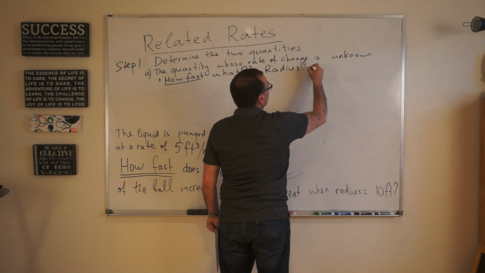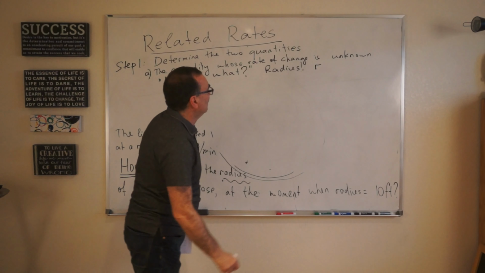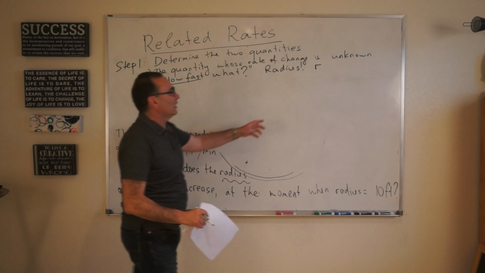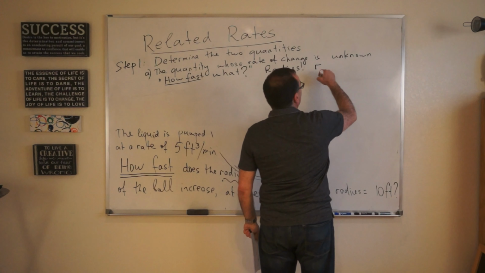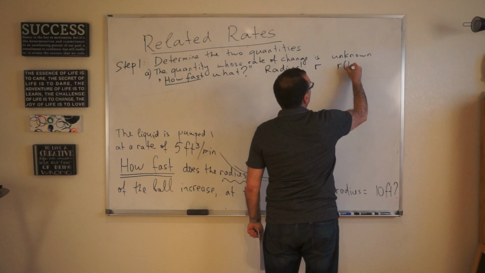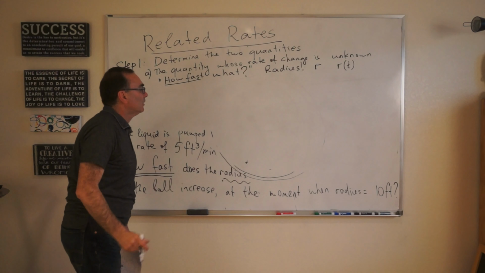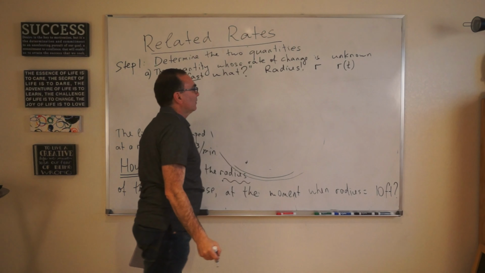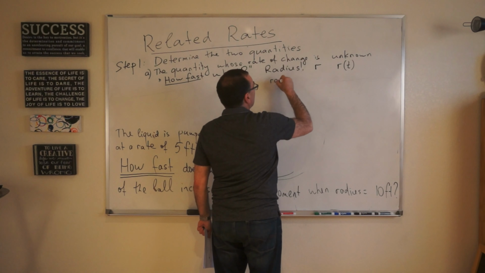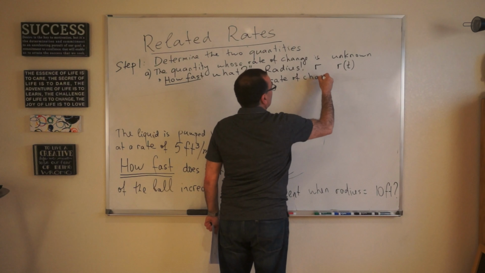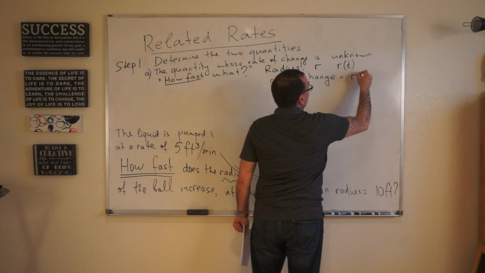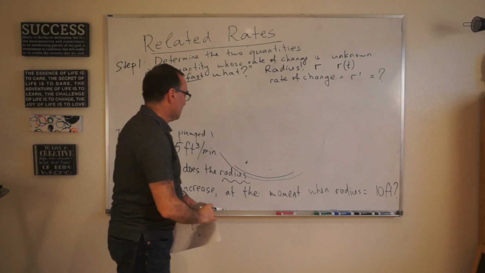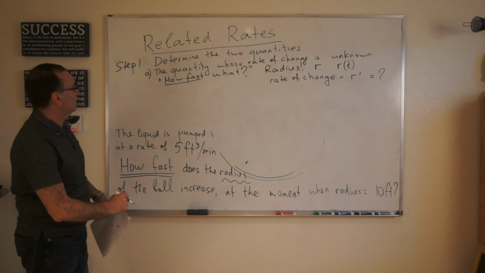So typically radius is denoted by r, and since it changes with time, it can be thought of as a function of time. Like instead of r, we can think of r of t, a function of time. And now the rate of this function, which is the same as the derivative, so rate of change is the derivative, which is r prime or r prime of t, and this is unknown, because that's precisely what the question is asking about.